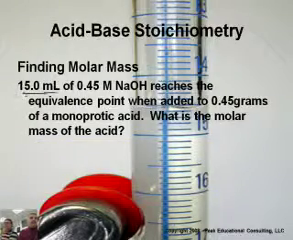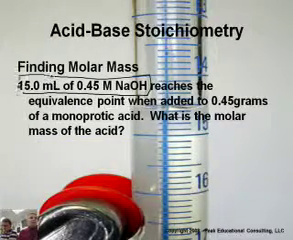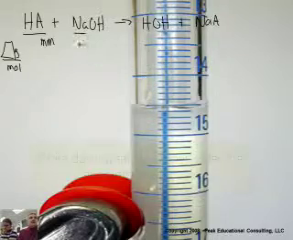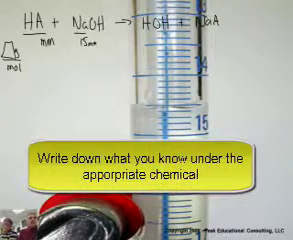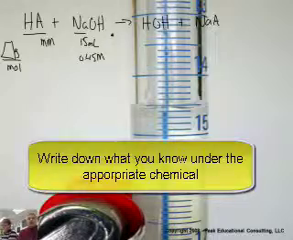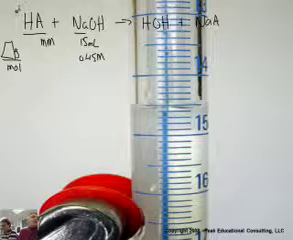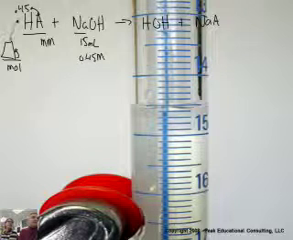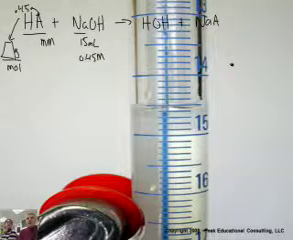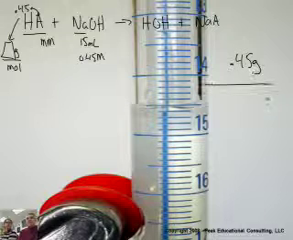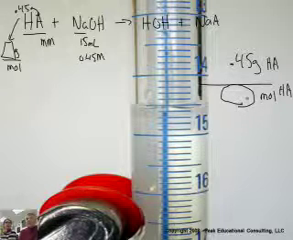I have 15 milliliters of 0.45 molar NaOH, so I'm going to write that down. And I knew a mass. What was my mass? 0.45 grams. So I'm going to take the 0.45 grams divided by the number of moles of HA. It has to be of HA. I don't know this number yet, but once I know it, I'm done.